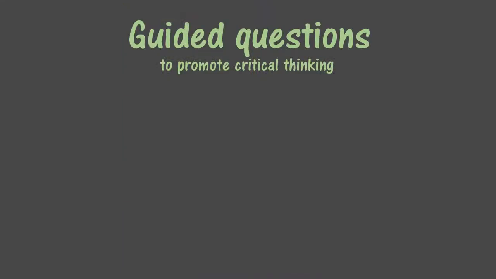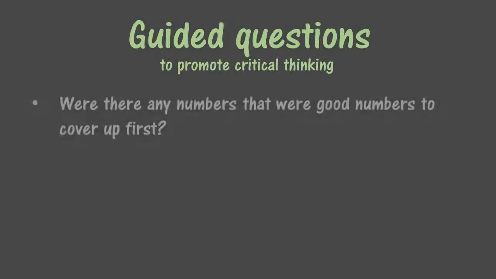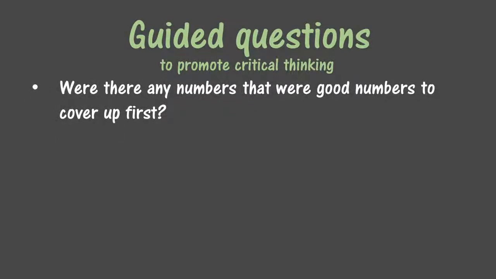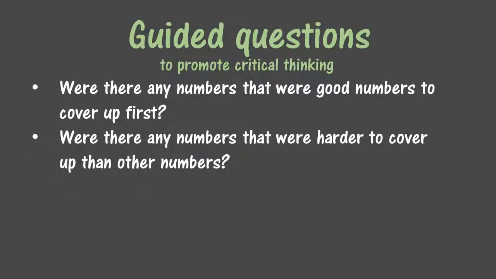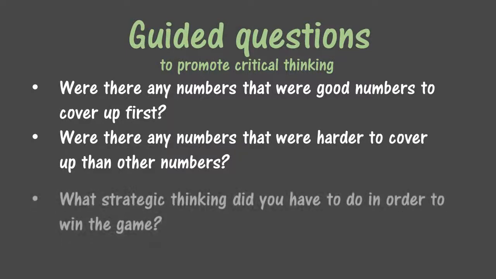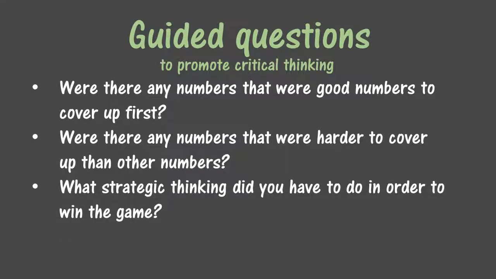So some guided questions to promote some critical thinking would be, were there any numbers that were good numbers to cover up first? Were there any strategies on what numbers to cover up first? Were there any numbers that were harder to cover than other numbers? And what strategic thinking did you have to do in order to win the game? Were you playing more offensively, defensively? Were you trying to block the other player?